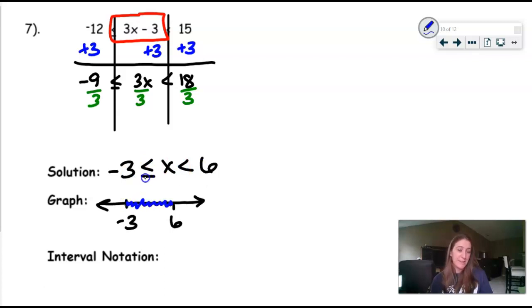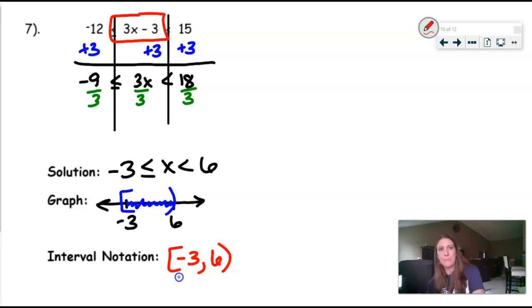Negative 3 has an equal to bar on it, so that means I can count negative 3 in my solution set. But I cannot count 6. It doesn't have that equal to symbol. So that's what your graph looks like, and the good news is your interval is just that picked up off the number line. So it starts at negative 3 with a bracket, and it goes to 6 with a parenthesis. That's the big difference on that one.